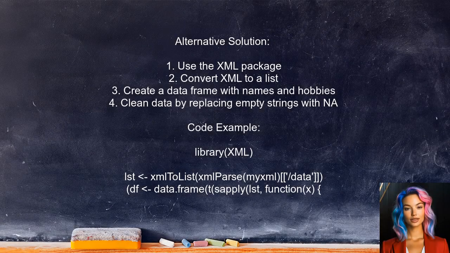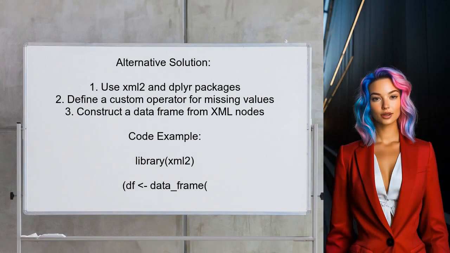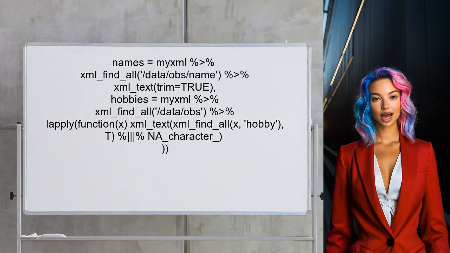One alternative solution in R involves using the XML package. The user suggests converting the XML to a list and then creating a data frame by applying a function that extracts names and hobbies. They also recommend cleaning up the data by replacing empty strings with NA and trimming white space. Another approach uses the xml2 and dplyr packages. This method defines a custom operator to handle missing hobbies and constructs a data frame directly from the XML nodes, ensuring that missing values are represented as NA.